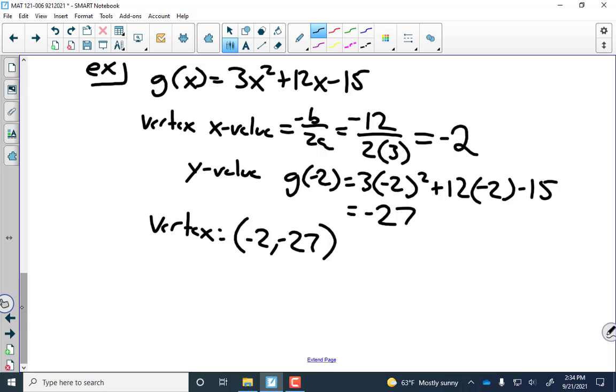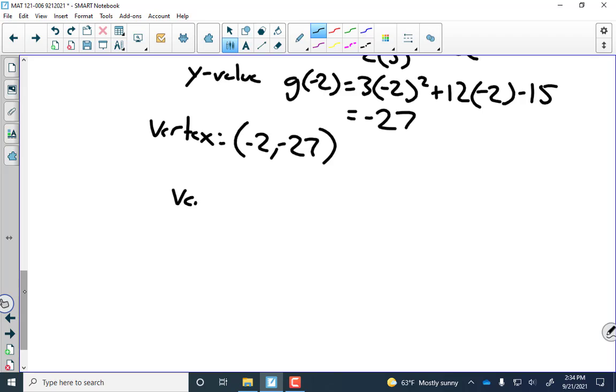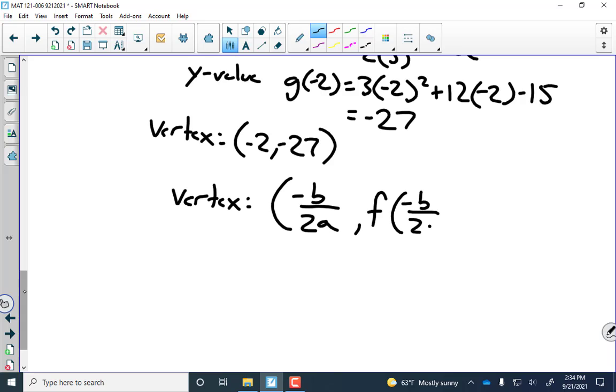So if you were looking through your book later, and you're looking at vertex, you're going to see a formula probably that looks like this. Negative b over 2a to find the x value. And then f of negative b over 2a to imply that you find the y value by plugging the x value back into the function, which is exactly what we just learned how to do.